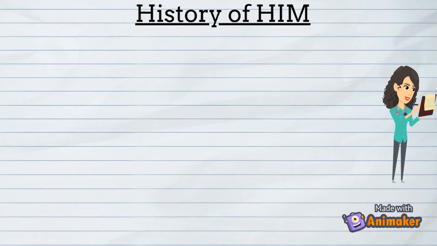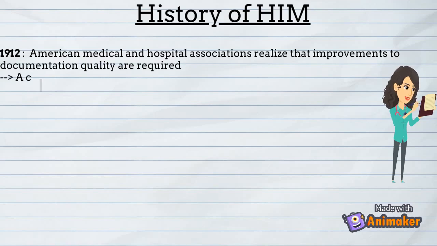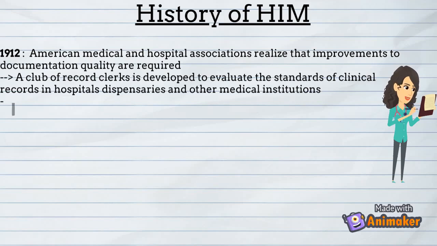Now that we've established what HIM is, let's take a quick look at its history. The spark of this profession first started in 1912 when the American Medical and Hospital Associations realized that improvements to documentation quality were required. To do so, they established a club of clerks to evaluate the standards of clinical records in hospitals and other medical institutes. This was done by collaborating with leaders in patient management.